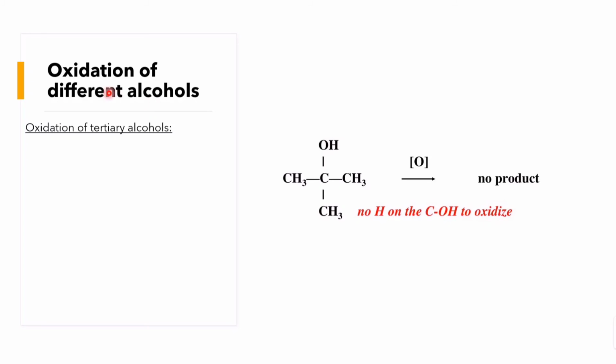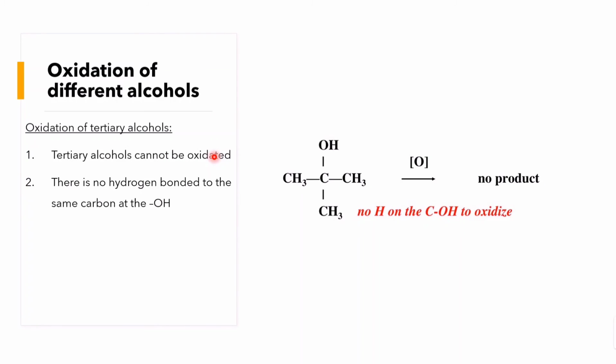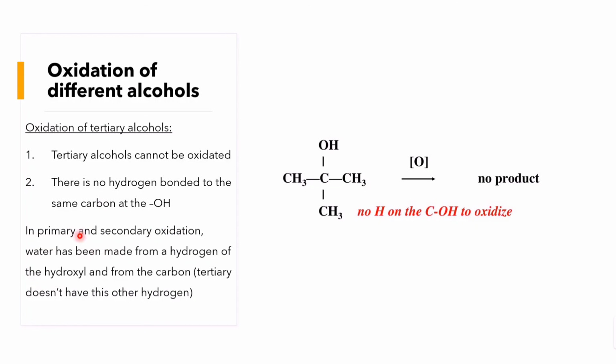And then finally, our oxidation of tertiary alcohols. A tertiary alcohol cannot be oxidized. And this is because there is no hydrogen bonded to the same carbon as our hydroxyl, as I pointed out in the last slide. So in our primary and secondary oxidation, water is formed from our hydrogen in our hydroxyl and a hydrogen bonded to the same carbon as our hydroxyl and an oxygen from our oxidizing agent.